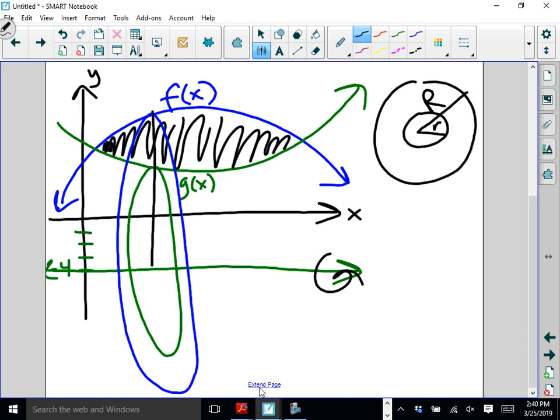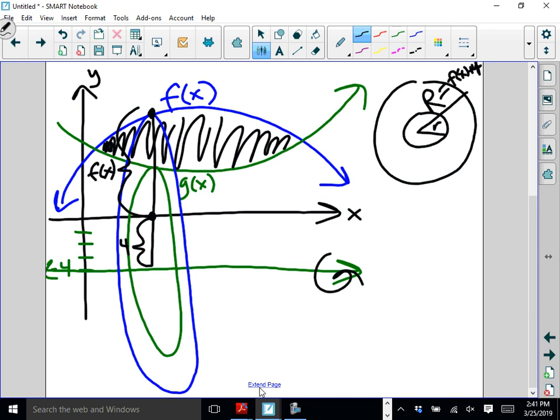F of x is the distance from the function to the x-axis. So this distance right here is a distance f of x. But that is not the radius. The radius also includes this distance. And what is that distance there? Well, since this is -4, the distance from 0 is 4. So big radius then is f of x plus 4.